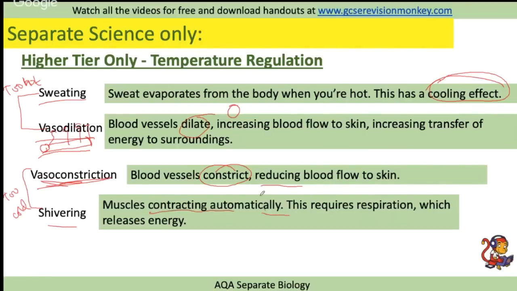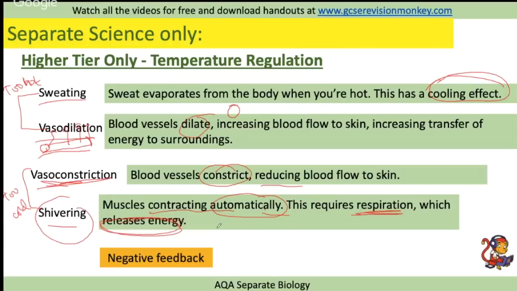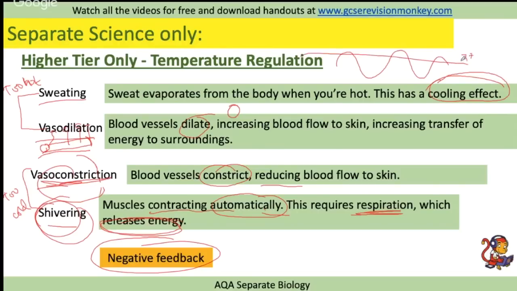So when your muscles are contracting automatically, this requires respiration for contraction. And during respiration, obviously, the main purpose of that is for energy to be released. So shivering automatically means that you're going to be releasing energy in your muscle cells. This, again, is an example of a negative feedback cycle. So if you're getting too hot, you're going to sweat and vasodilate, but then you might go down into the region where you're a bit too cold, and then you'll shiver and vasoconstrict until you're regulating that body temperature around 37 degrees.